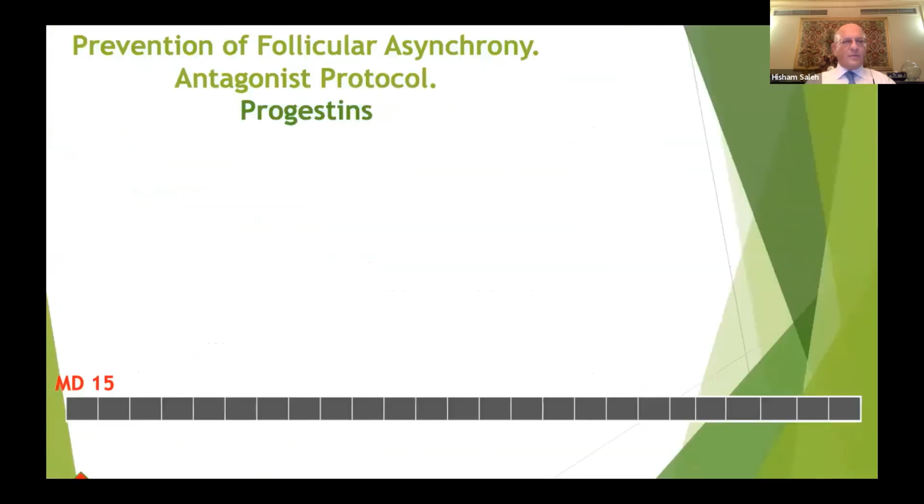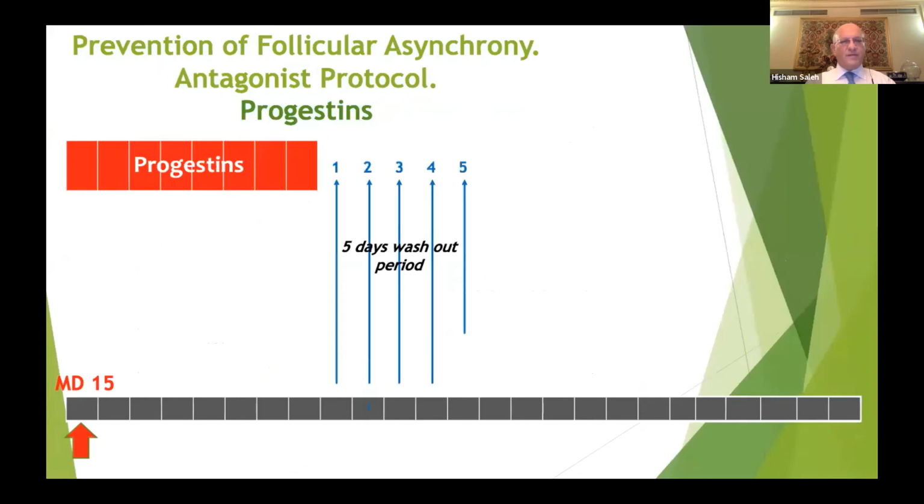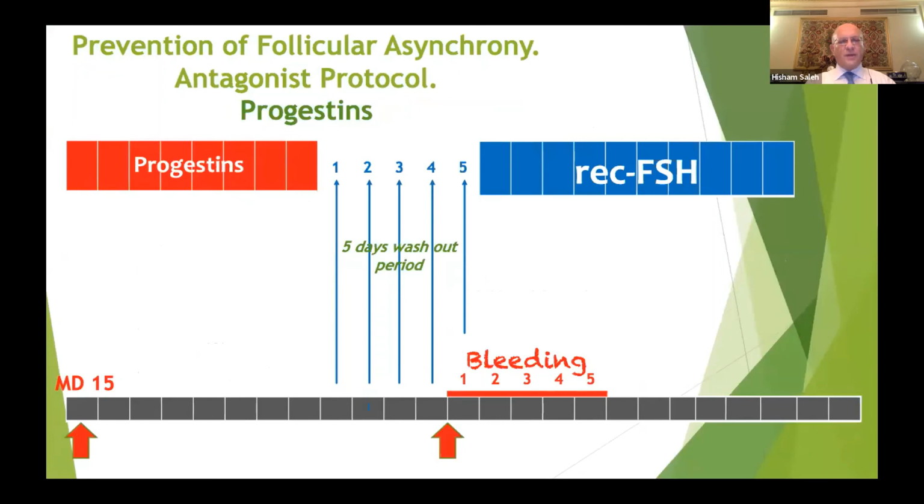And this is how the protocol goes. You start on menstrual day 15 your progestin, and then you have a washout period of 5 days, exactly as the pills, and you will have menstruation during that period, and then you start your FSH after the end of the 5 days washout. Of course, progestin can be started anytime. You can start the progestin on the first menstrual day for 10 days or so, and then you stop, have a 5-day washout, and then you start your stimulation. Or you can start in the luteal phase, menstrual day 15 or 16, the way we described.